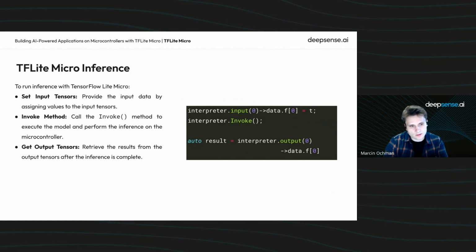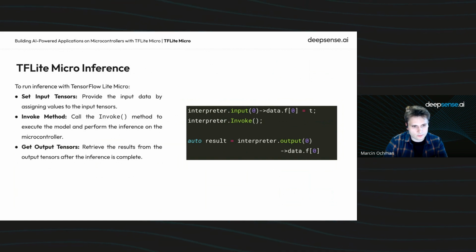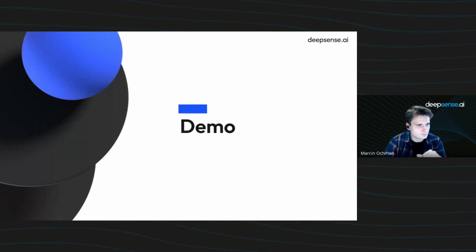At this point, the microcontroller will compute the model's output, and of course, when the inference is finished, we are able to retrieve the results from the model's output tensor, and for that we can call the output function.